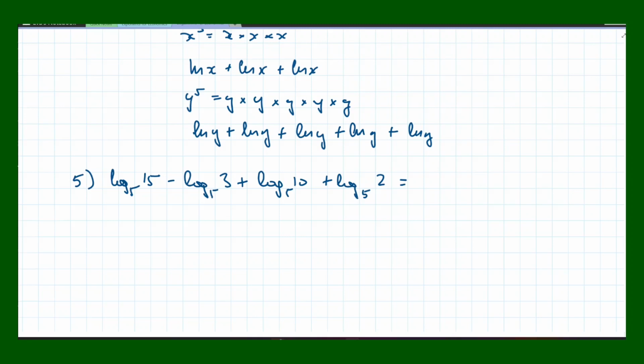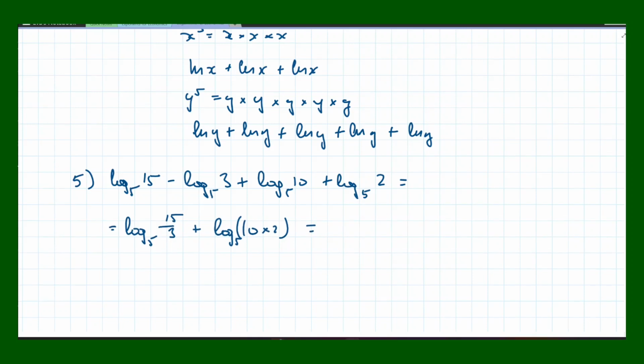Well, the first two we could combine together into a division or a fraction, if you like. So we can rewrite the first two as log base 5 of 15 over 3, plus the other two can be replaced with a log of multiplication, which would give us log base 5 of 10 times 2. I'm going to put it into a bracket because I want to make sure that we remember that both 10 and 2 have to have the log applied to them.